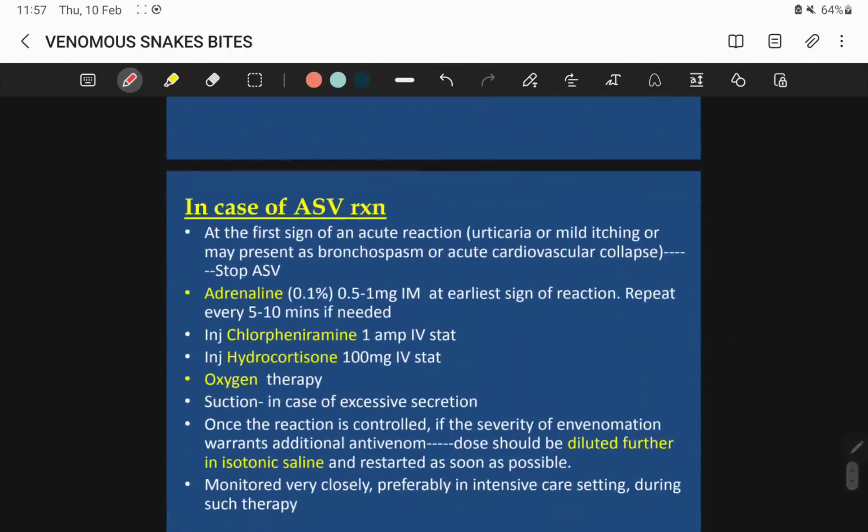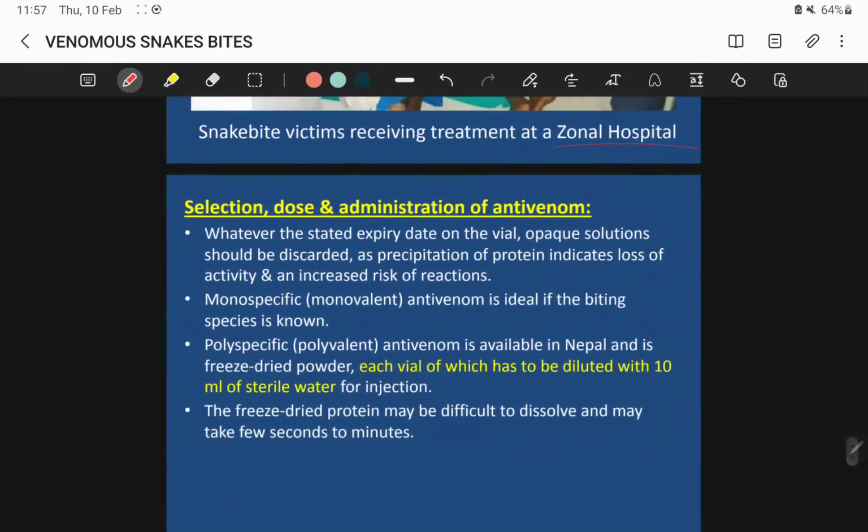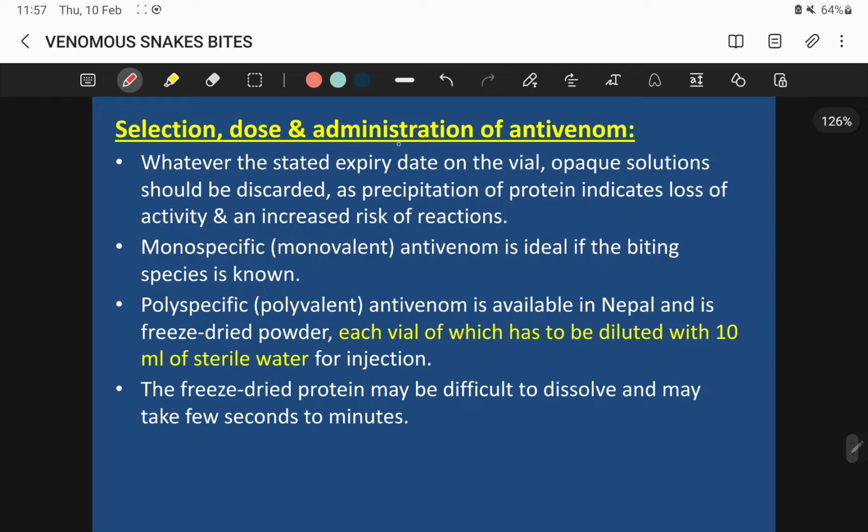Now only a little bit of slides is left, so please stick with me. Selection, dose and administration of the antivenom: how antivenom is selected, what the dose is, and how it is administered. Whatever the stated expiry date on the vial, opaque solution should be discarded, as precipitation of proteins indicates loss of activity and increases the risk of reaction. And if the expiry date has passed, you should throw it away.